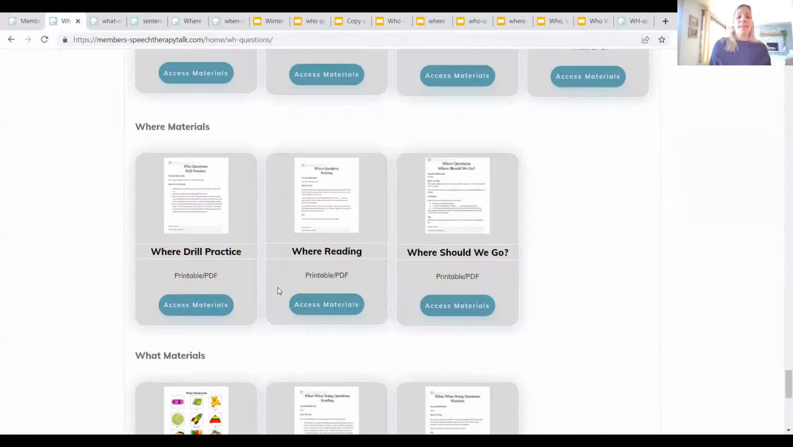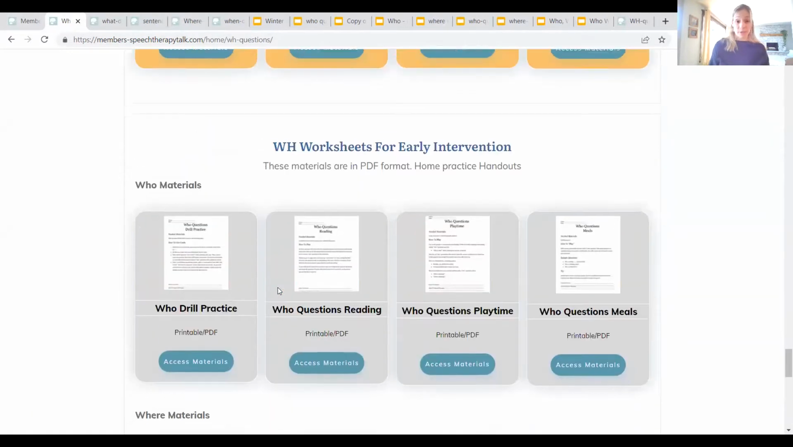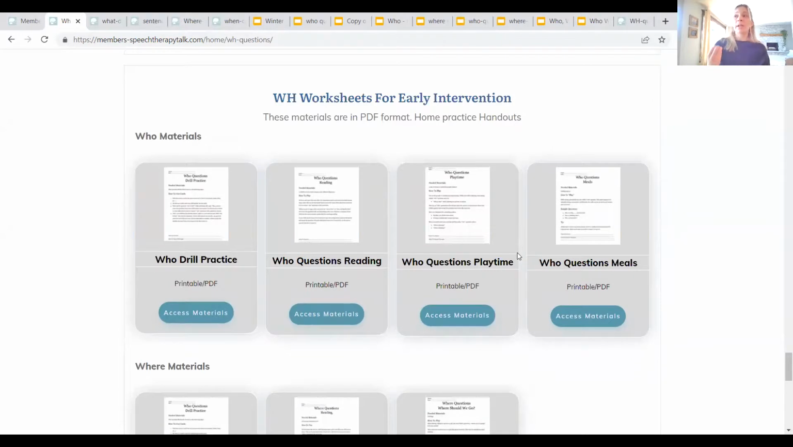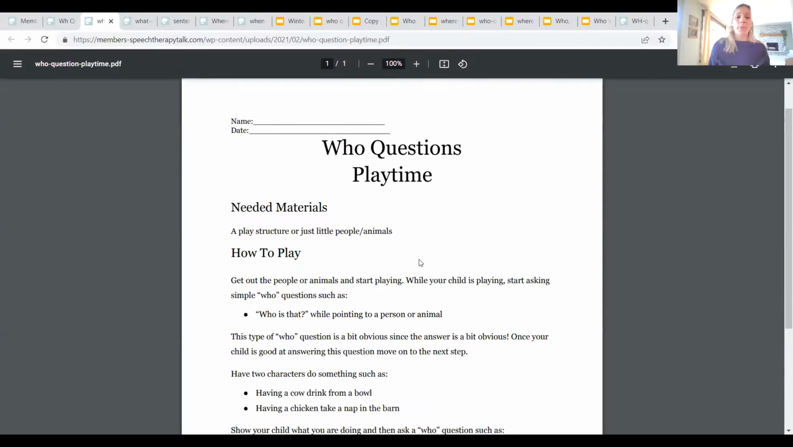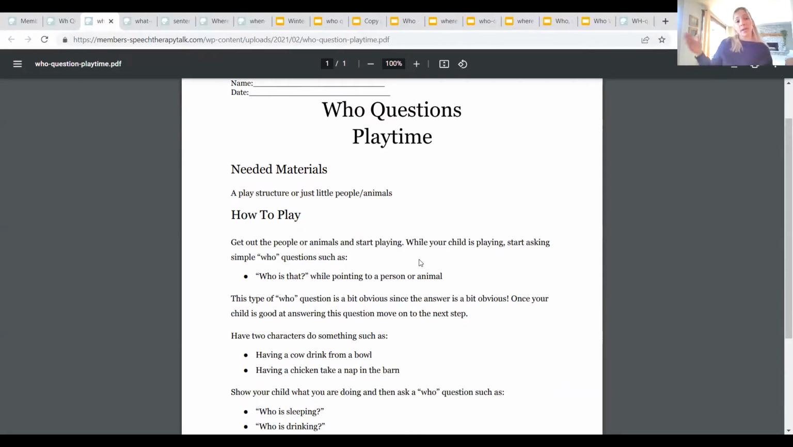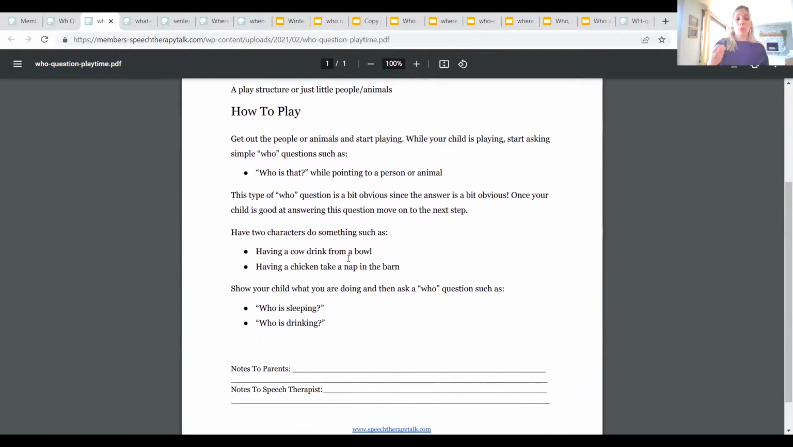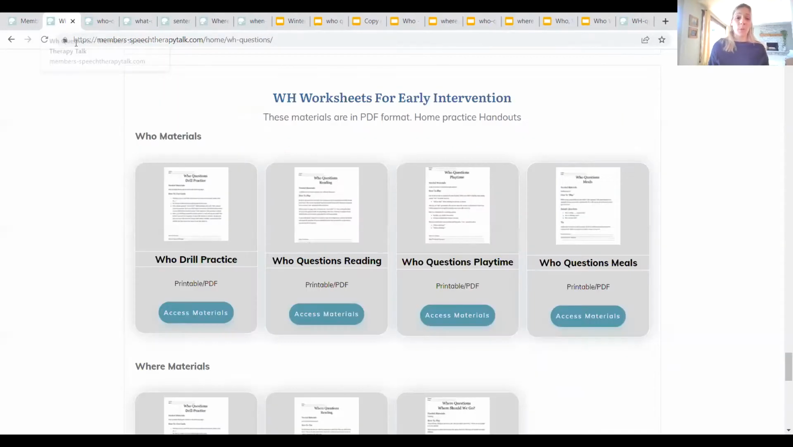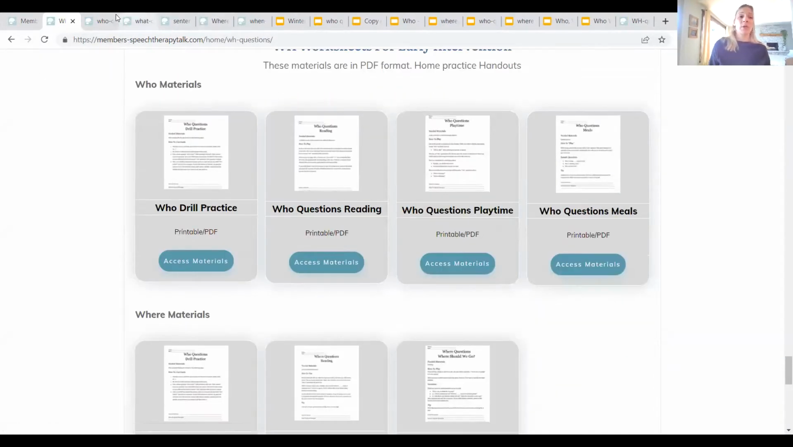And then some of my favorite early intervention. So for kids who are working on WH questions who are 2 or 3, they're not going to sit down for flashcards. They're not staring at a screen, but you can work on them during playtime. So this would be more for you to give to parents to send home to practice, like how to work on who questions while playing with toys, or how to work on who questions during bedtime while reading books. And these are just printable worksheets.